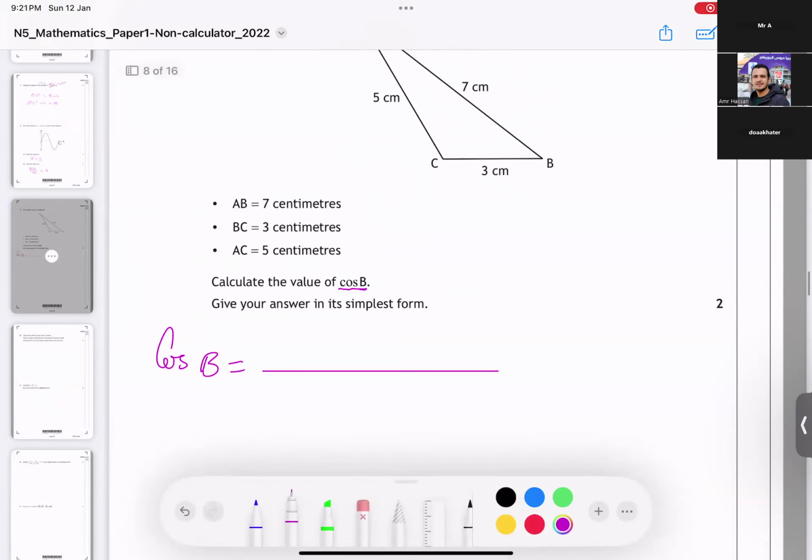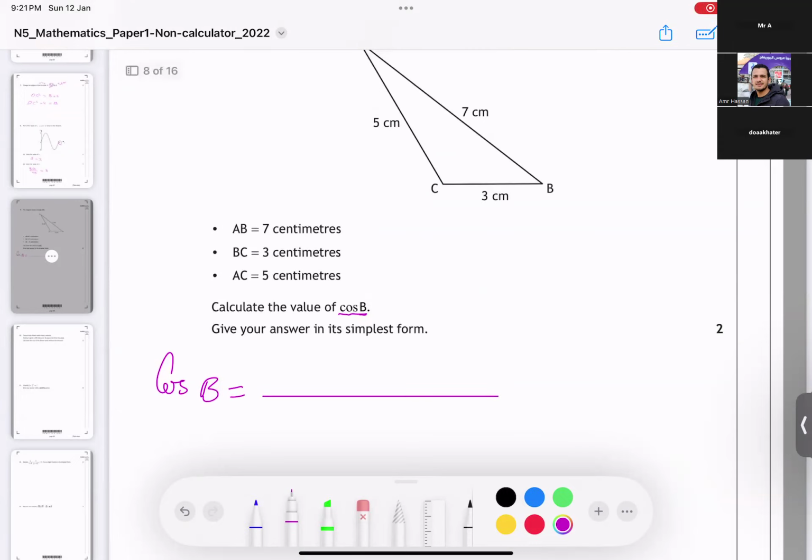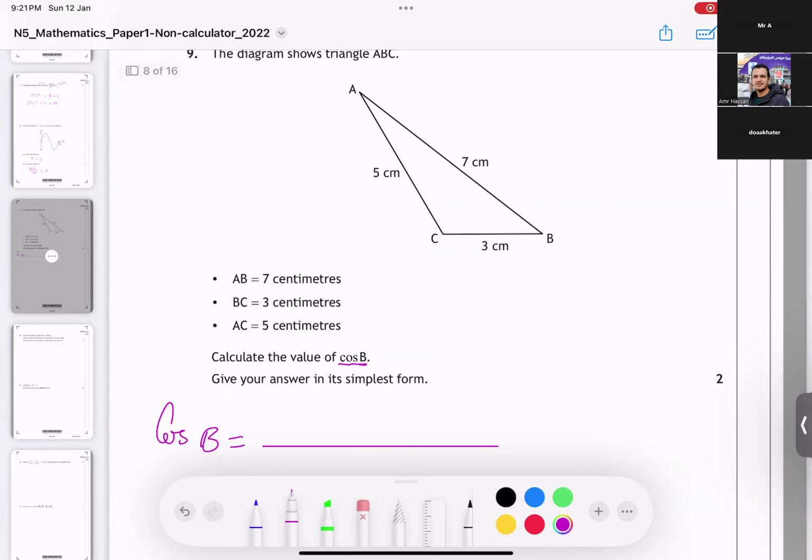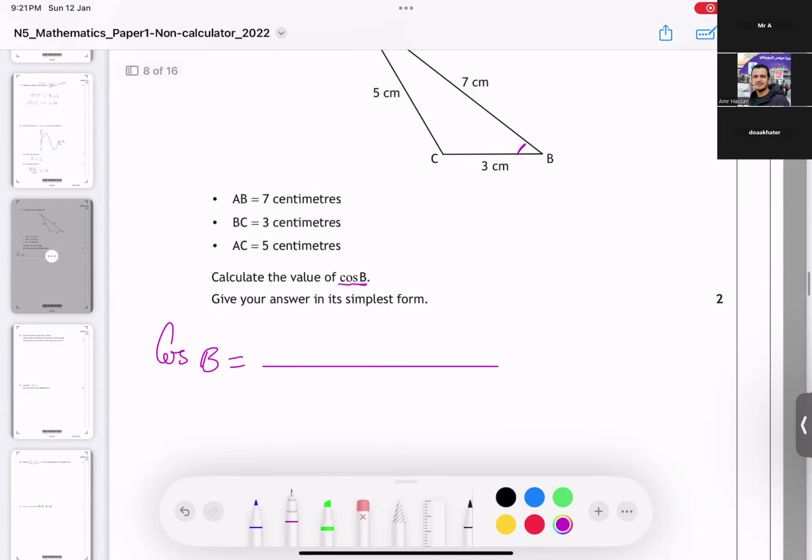Cosine B. So we have a couple ways to do it. You could do it explicitly because it's been given, or you could change a letter if you don't feel fit to do it. But the point is, where is B? Where is B? B is there, right? Yeah. Okay. So let me do it.